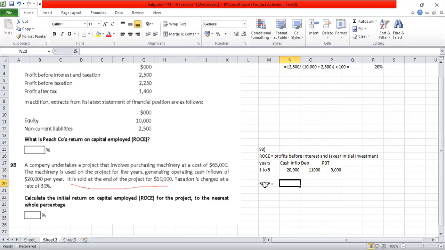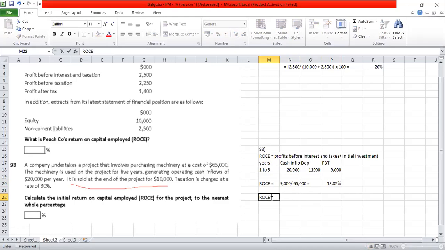here what do we have? We have 9,000. The initial investment is 65,000. So the percentage of ROCE is 13.85%. There's another variation for ROCE which says that because it is sold at the end of the project, they have technically provided depreciation only for 4 years.